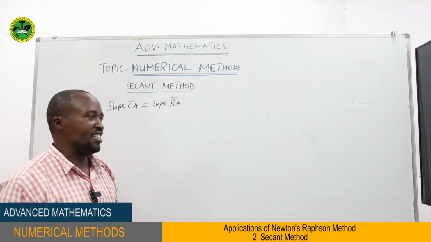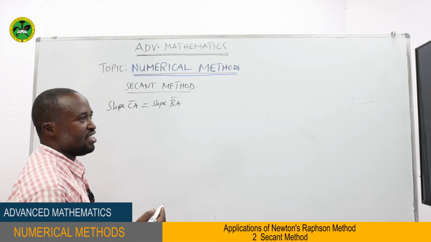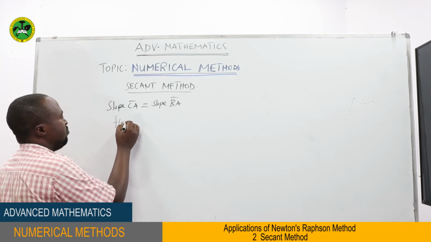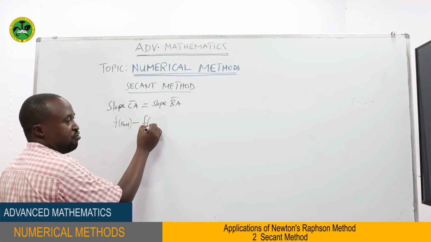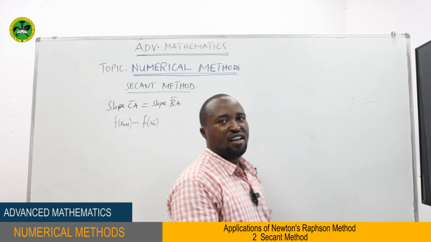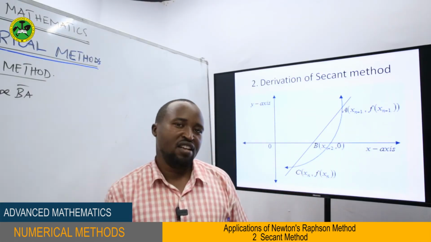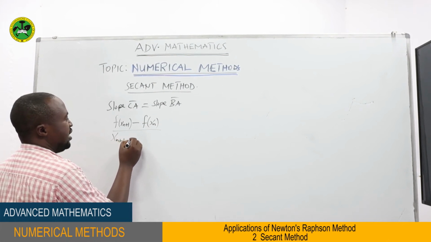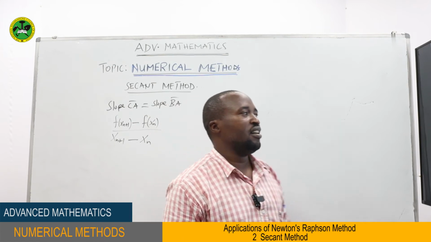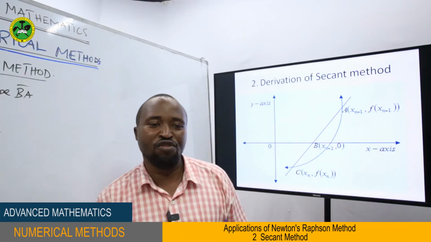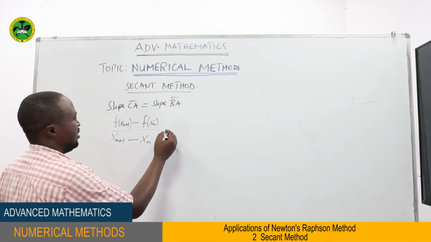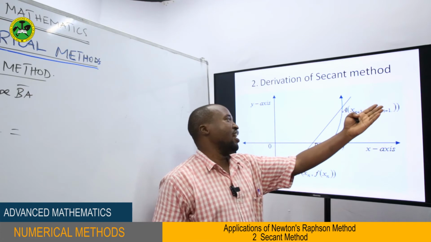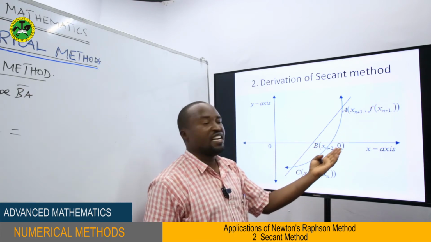Now, what is the slope of CA? Now, CA is the same as taking f of xn plus 1 minus f of xn. That is the same as y2 minus y1 over, this time we have xn plus 1 minus xn. That is the same as x2 minus x1. That's the definition for a slope. That is for CA. Then for the case of BA, the slope of BA, again we take f of xn plus 1 minus 0. This time we have 0.